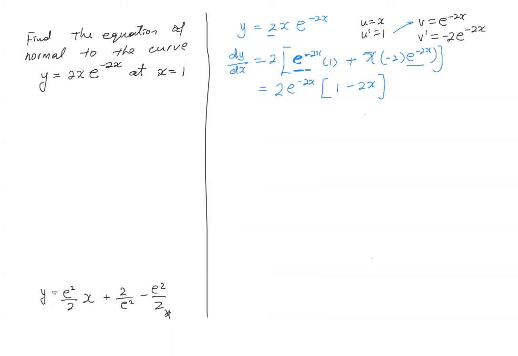After you get the gradient function, then you say when x equals 1, I want to get my value for the y coordinate. So 2 times 1 e to the power negative 2 times 1. So this is 2 over e squared. After you get the y coordinate, you have the point already.